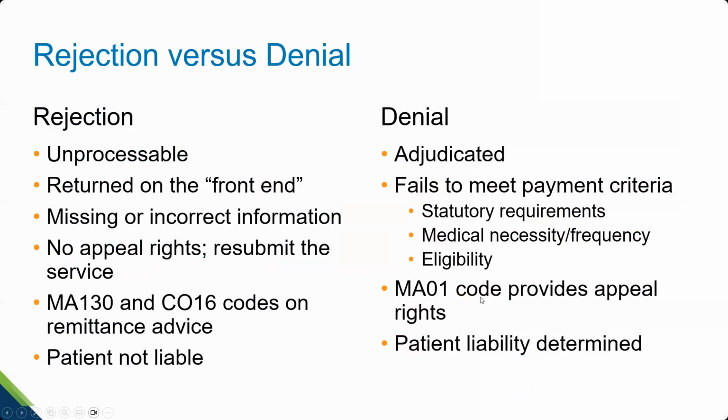This slide shows a side-by-side comparison of a claim rejection versus a claim denial, and these are really two very, very different things. Many people, us included, or WPS staff included, sometimes use these words interchangeably, and we really need to watch what we're saying. We can't use them interchangeably because they are so different. On the left side of this slide, you'll see that a rejection is an unprocessable claim. We can't adjudicate the claim.